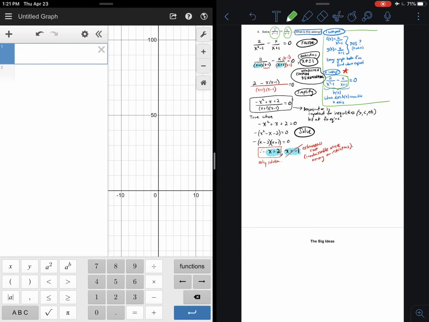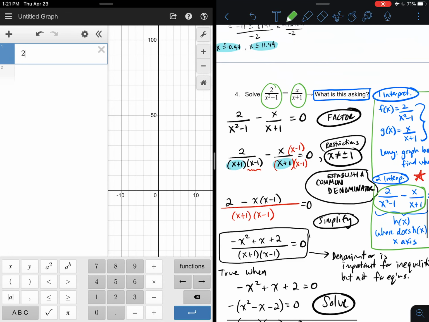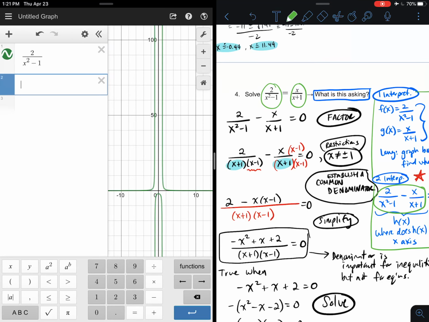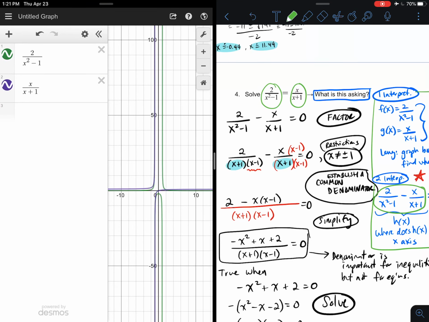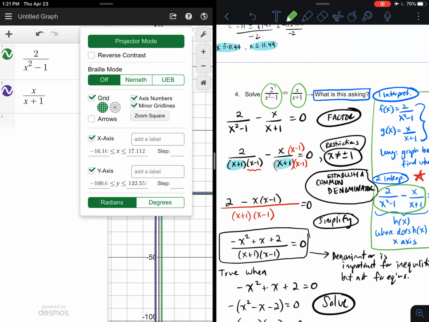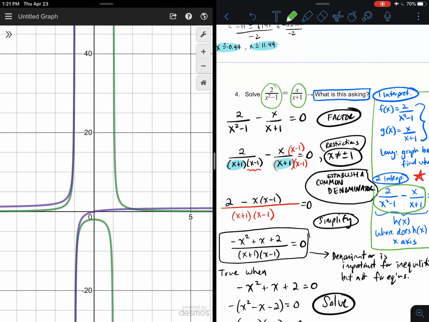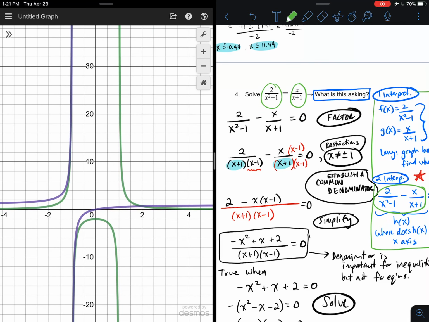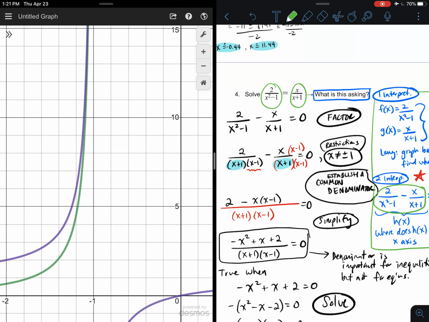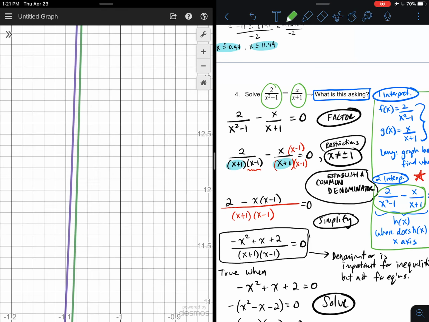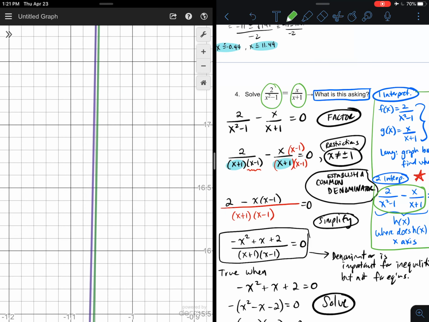So we have 2 over x squared minus 1. And we have x over x plus 1. And so if we're looking at these as two separate functions, then we can see that they intersect at 2. Now, it also looks like they seem to be intersecting at -1. Do you see this? So it seems like they're converging. But if we continue to zoom in, we can see that they're actually never intersecting.